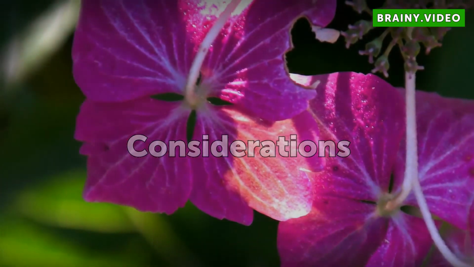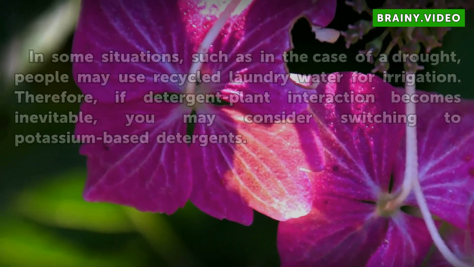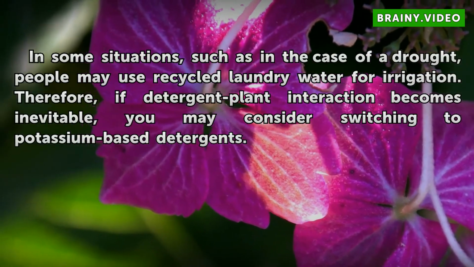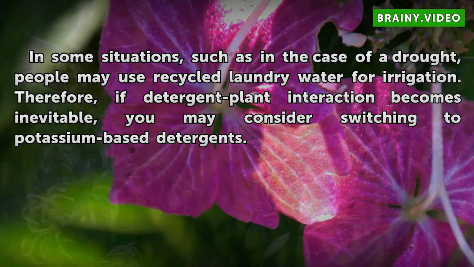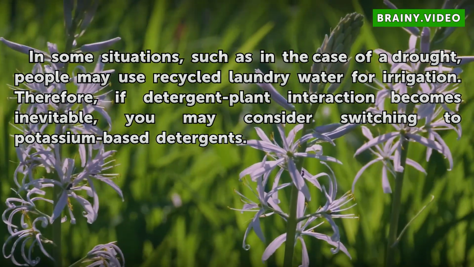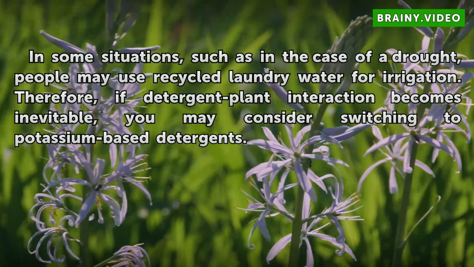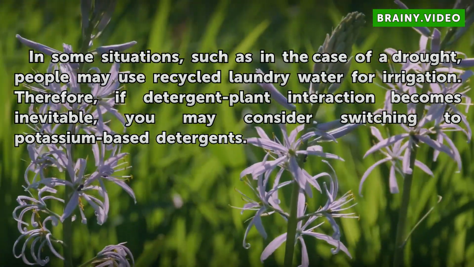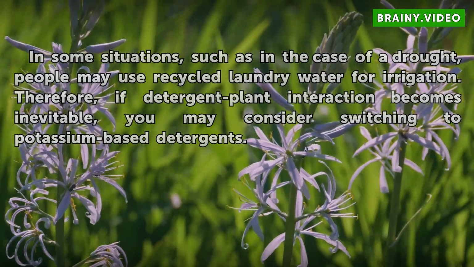Considerations: in some situations, such as in the case of a drought, people may use recycled laundry water for irrigation. Therefore, if detergent-plant interaction becomes inevitable, you may consider switching to potassium-based detergents.